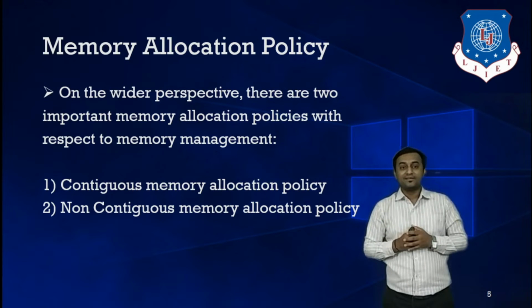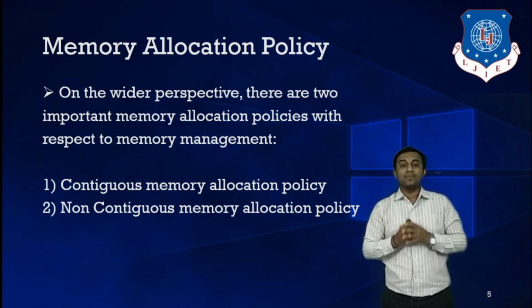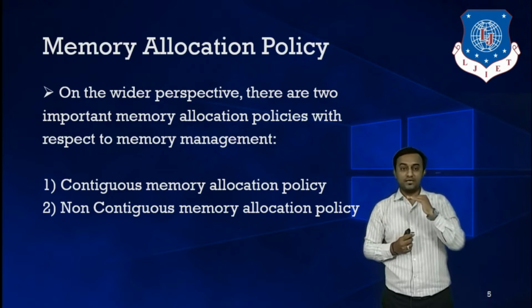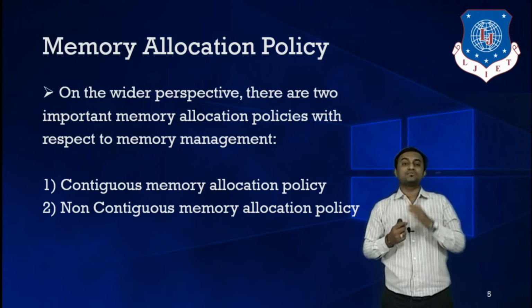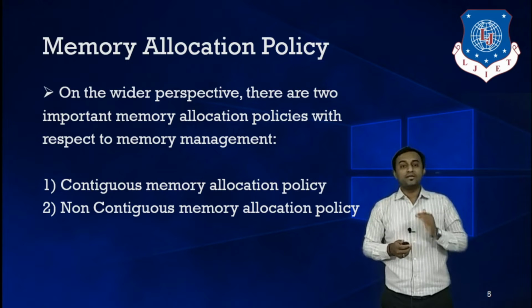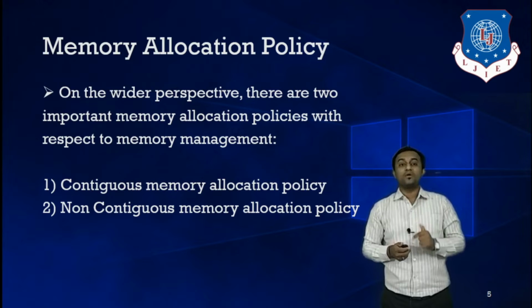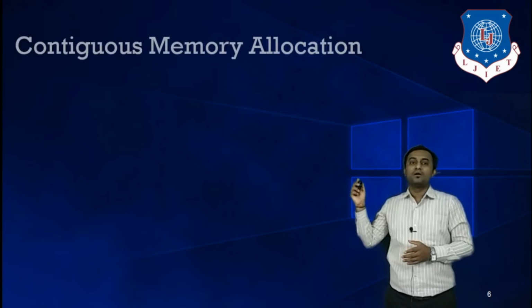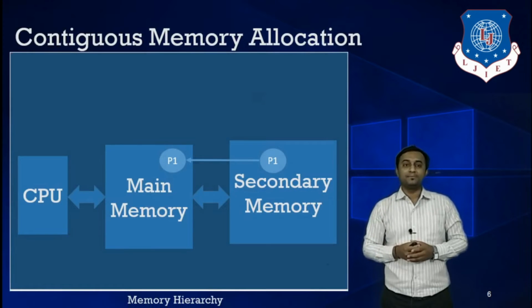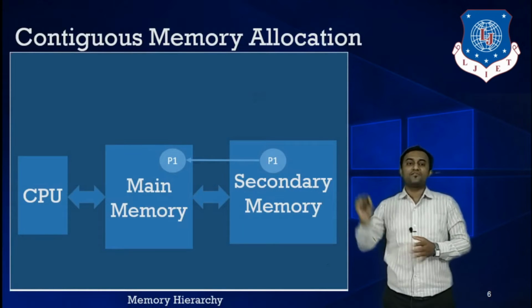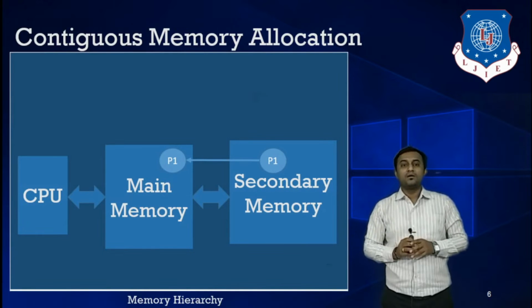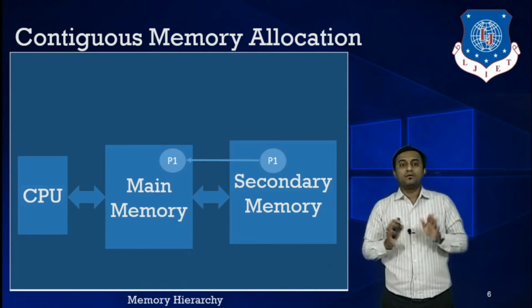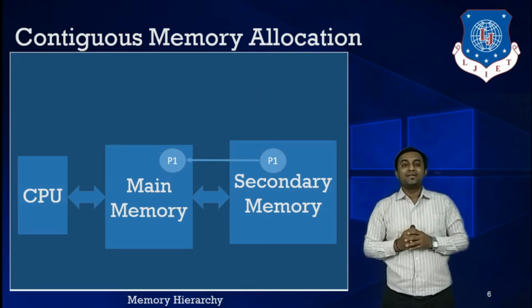things properly. So there are two types of memory allocation policy. First one is contiguous memory allocation policy, and second one is non-contiguous memory allocation policy. So let us discuss the first one. What is contiguous memory allocation policy? Let us discuss it with the help of this figure. So in this particular figure, again we have drawn the memory hierarchy with slight modification.